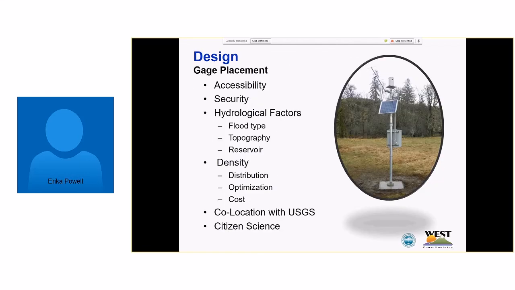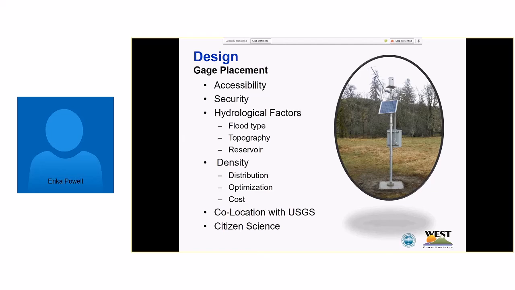Gauge design, network design is a key part of any sort of flood warning system. Some of the hydrology factors aren't at the top of the list. Accessibility and security are probably at the top of the list. You need to be able to get at your sites and maintain them. They have to be secure so that they don't get vandalized all the time and therefore not available when you need them. And then you get into some of the hydrological factors.